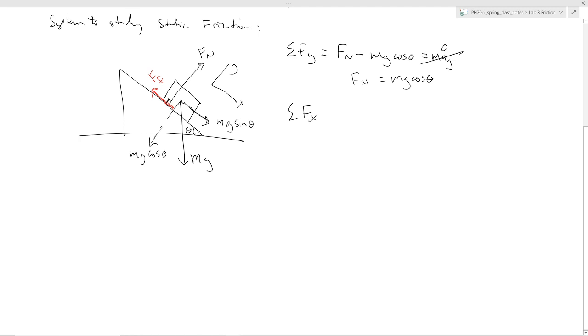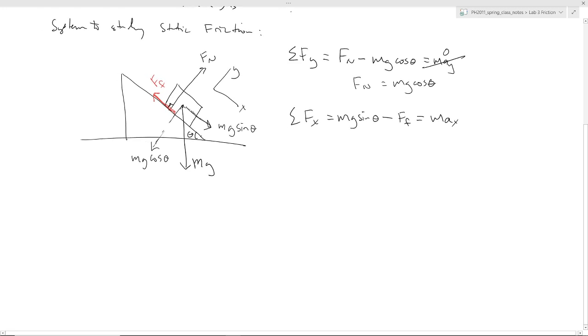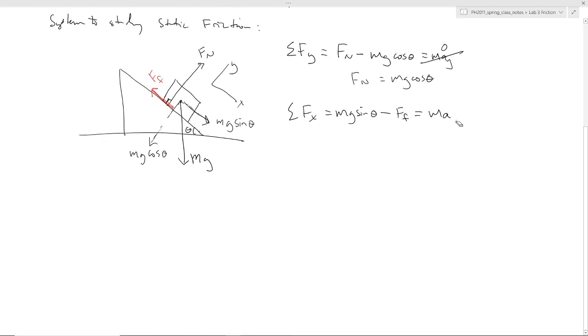Now, if we go and sum the forces in x, what are we going to have? Well, we'll have mg sine theta. Now notice it's going down the ramp, but the way that we have our coordinate system, that is the positive x direction. So this is positive. We're going to have minus the force of friction. And then, of course, this is going to equal the mass times the acceleration in x. And we will probably just drop the x here because we know this is the only acceleration that we're concerned with.